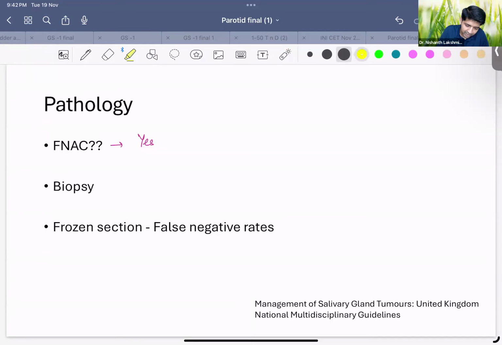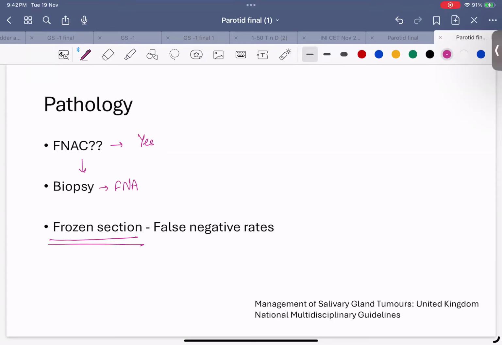Whenever FNAC is inconclusive, then you're going to do an FNAB or a core needle biopsy, but normally we don't advise it. Most of the time you're going to get your answer with an FNAC and we're going to go ahead. Next is with regards to frozen section. How many of you vouch for frozen section? Nishant, yes, sir, can I just interrupt you? I'll ask the PGs, if you are doing an FNAC, what can make your yield better?